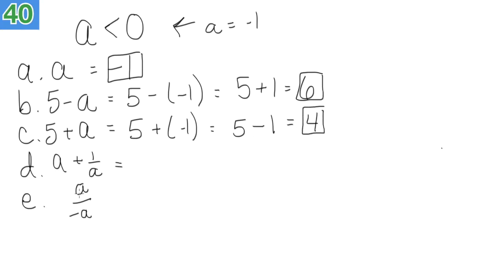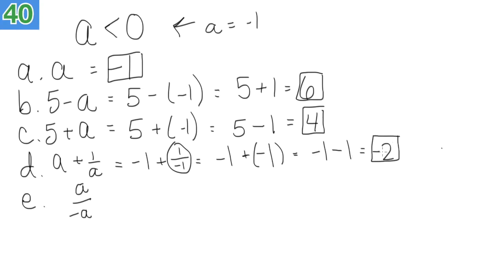Now it's the fraction, so it starts getting a little bit more confusing, but we can handle it. A plus 1 over A. So -1 plus 1 over -1. Now let's reduce. We have -1 plus, what's 1 over -1? 1 divided by -1 is -1. So -1 plus a minus is a -1. -1 minus 1 is -2.